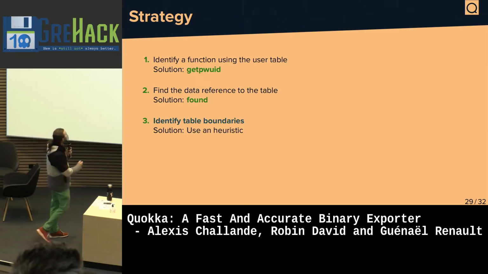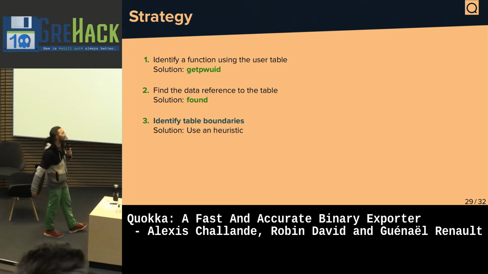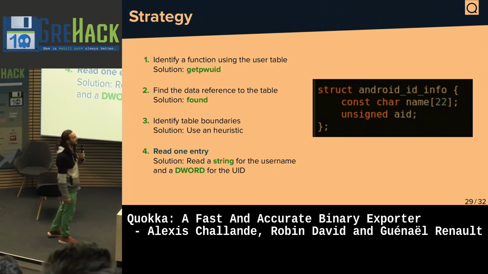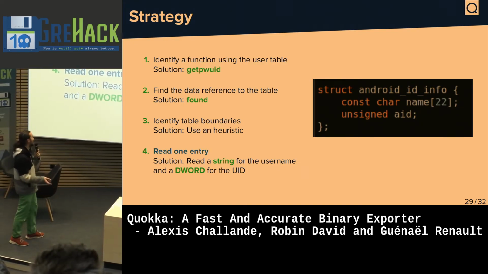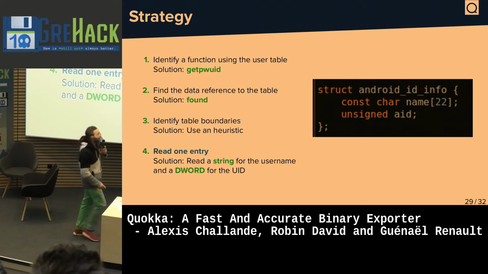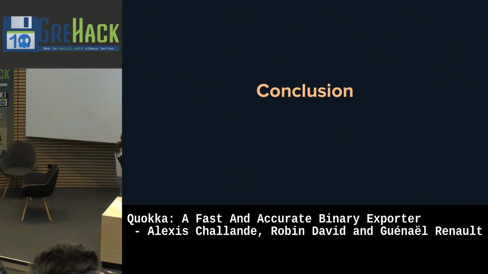Then we identify the table boundaries. For brevity reasons, we just say we use a heuristic, and then we can look at how we can read an entry. If we look at the source code of Bionic, we see that the Android IDs are a name, so it's a pointer to a string, and then a simple DWORD for the UID. And finally, we can repeat until we get to the end of the table.